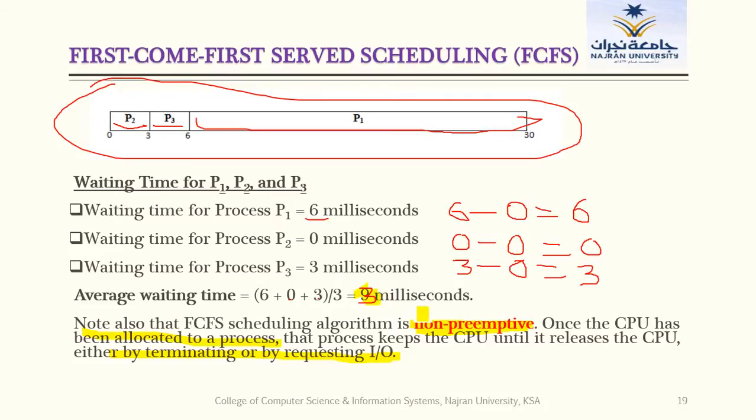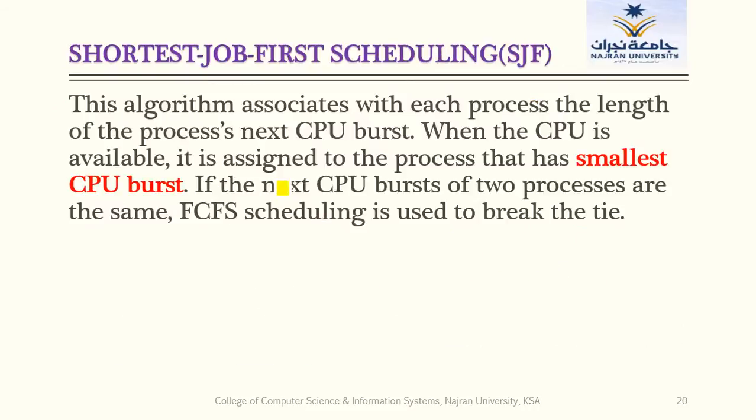Also, what we have seen here is that this algorithm is non-preemptive. We are not able to take the control back by force. So this is the preemptive versus non-preemptive approach. The next algorithm, which we will start in our third session, is a preemptive approach: the shortest job first scheduling algorithm.